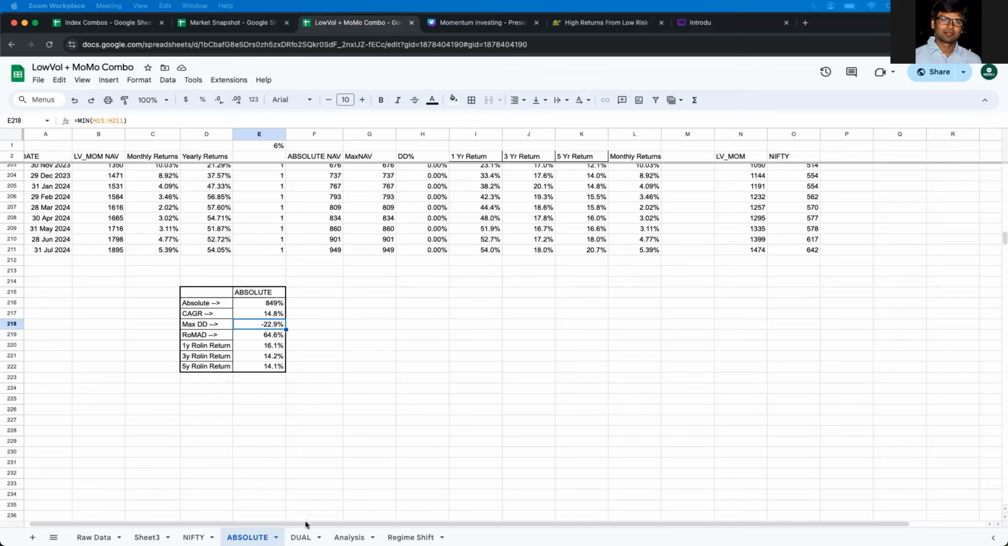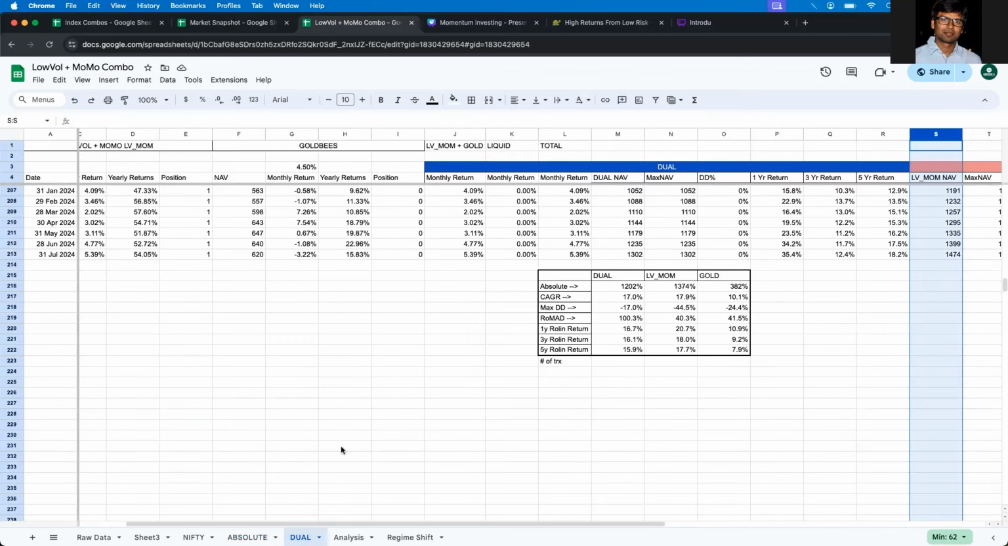Now, let's move on to the next one, which is dual momentum. Dual momentum, as you're aware, is a combination with gold and liquid funds. Liquid funds, I often interchange with fixed deposit. Basically, what I'm trying to say is you find safe havens for a shorter duration where you can invest and get a fixed return kind of a product.